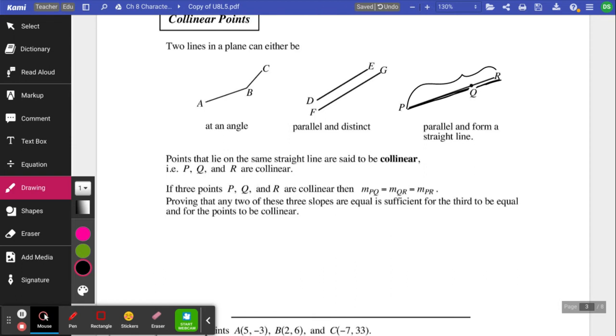Agreed? You understand? They're on the same line. The steepness should all be the same. If it wasn't the same, this would turn, and then they're not collinear. They're not on the same line. Agreed? Okay.